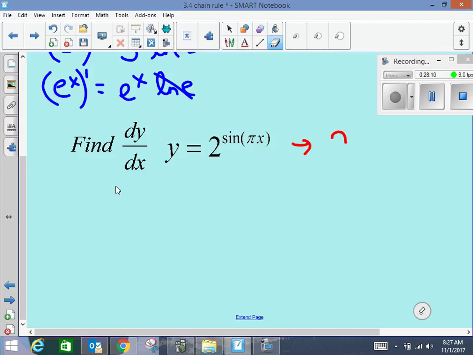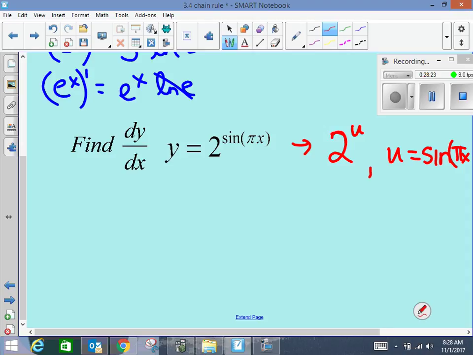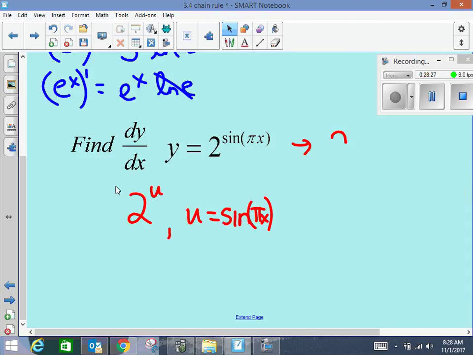All right. The composite. 2 to the u, you mean? Yes. Okay. Where u is sine of v. Guess what we have? A chain of 3.